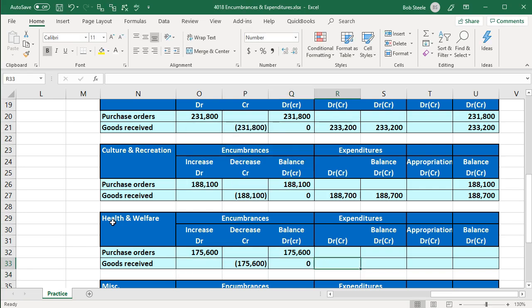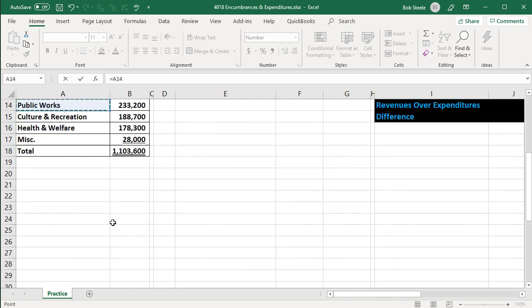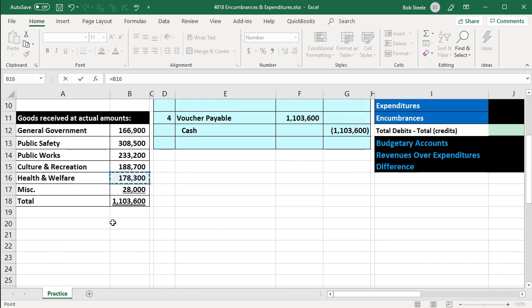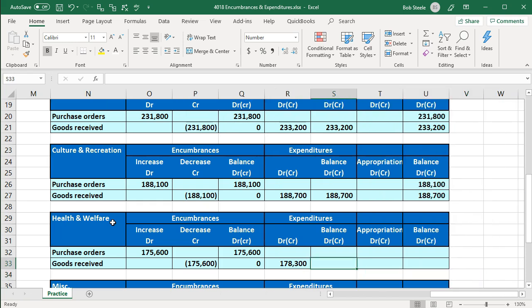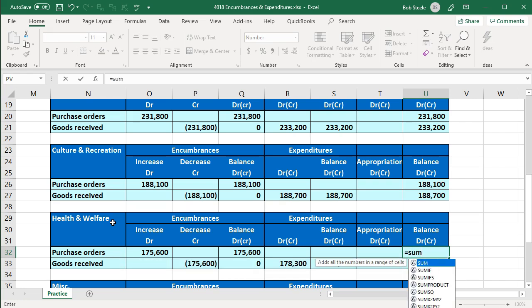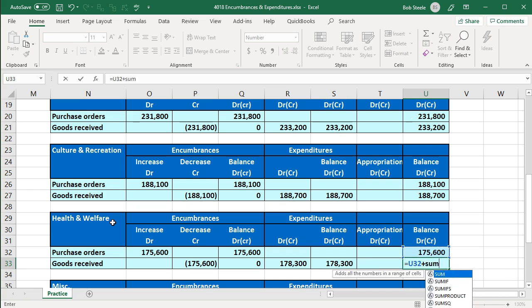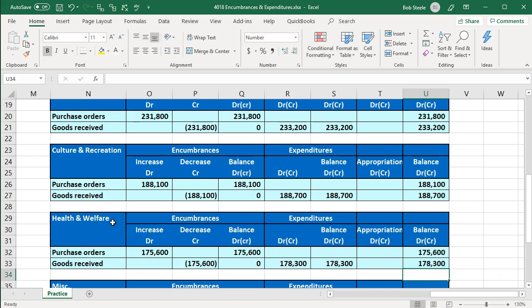The expenditure then is going up possibly by a different amount because the encumbrance was possibly an estimate. Health and welfare 178.3. The balance is the same. No appropriations, no estimate for this problem, and therefore we have the encumbrances plus the expenditures, enter. This equals the prior balance plus the sum of the encumbrances, brackets to close it up, plus expenditures, and enter.